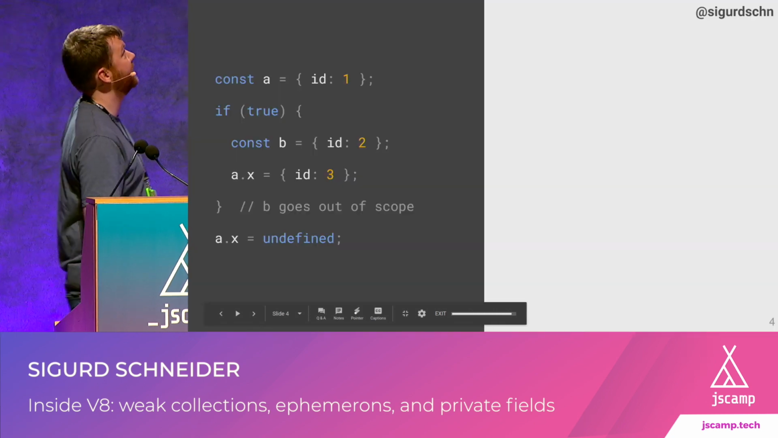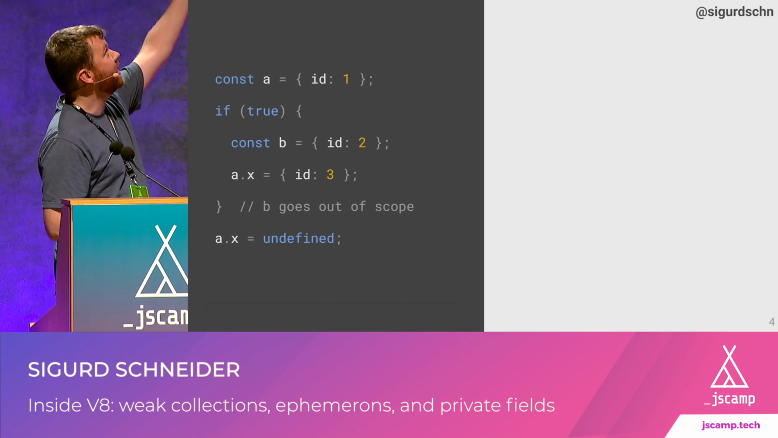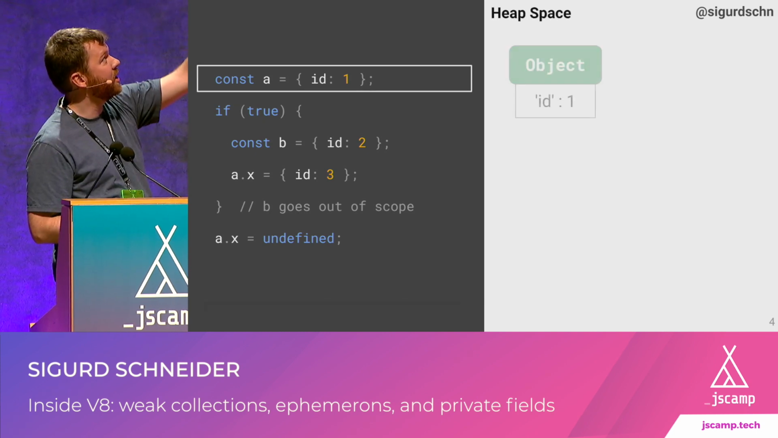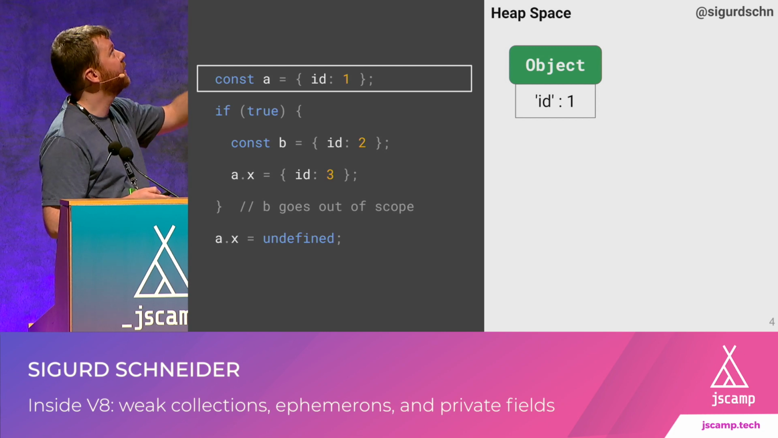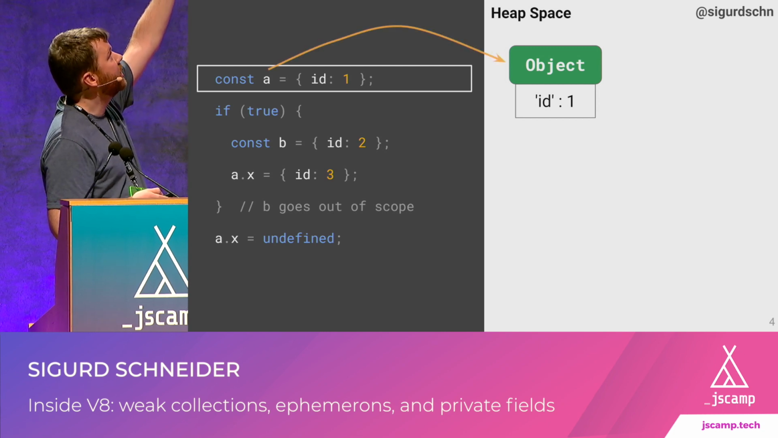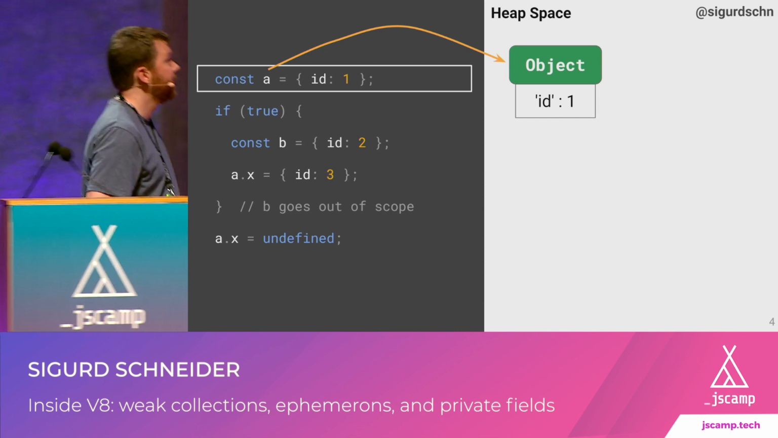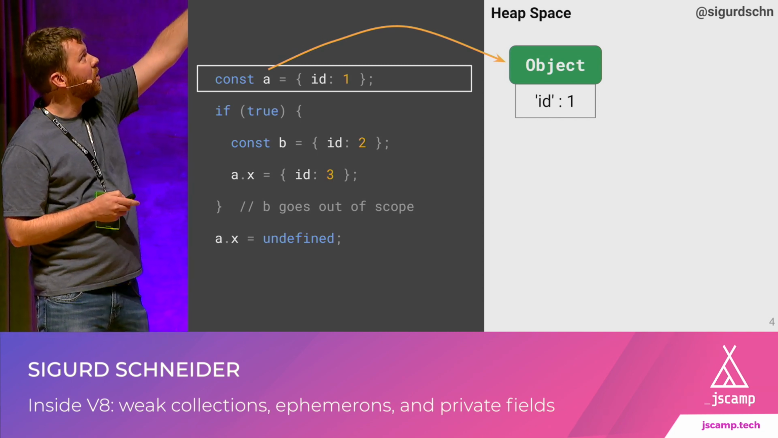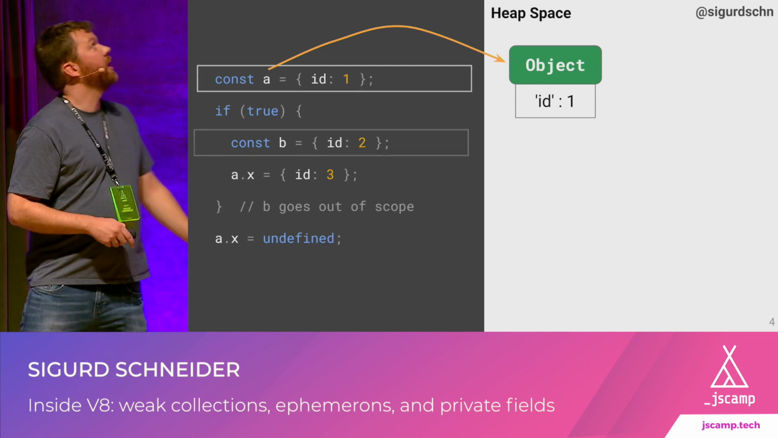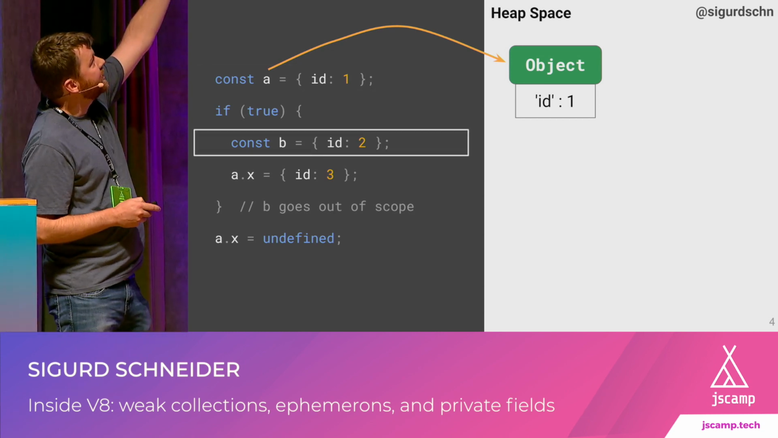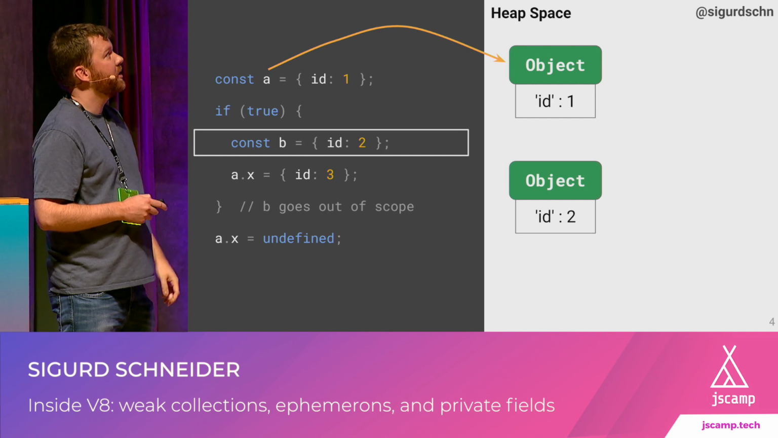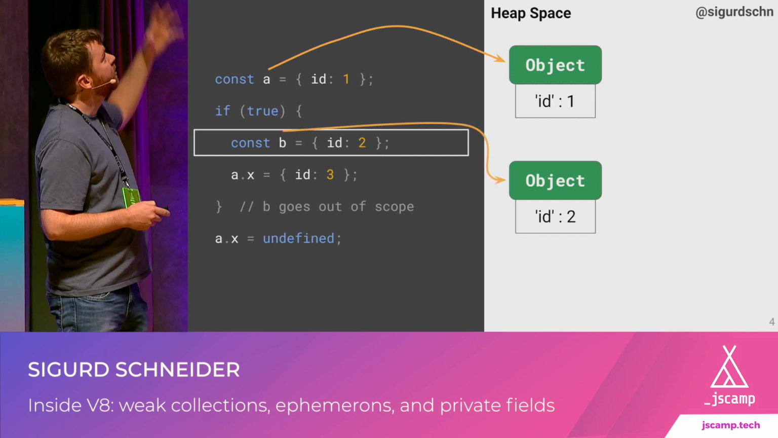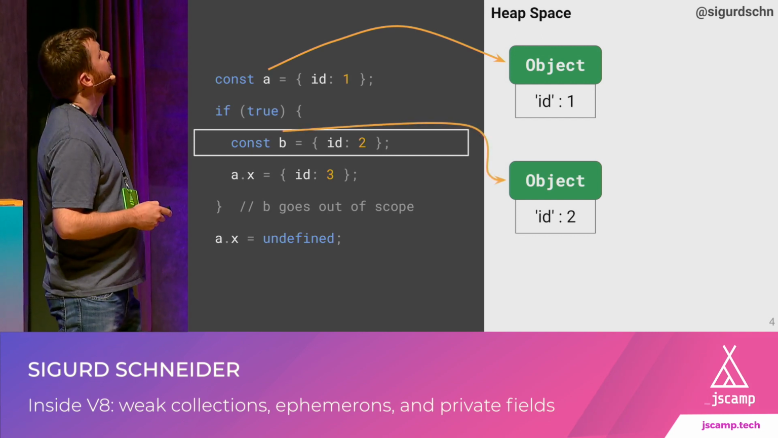Okay, let's start again with this slide. So if we execute the first line, then we create an object in the heap which has ID 1, and we bind it to the variable a. Now you can see the arrow. Great. And that means the variable from JavaScript is now referencing this object in the heap. If we execute the next line, same thing happens. We get a new object in the heap, and b is now referencing this object.